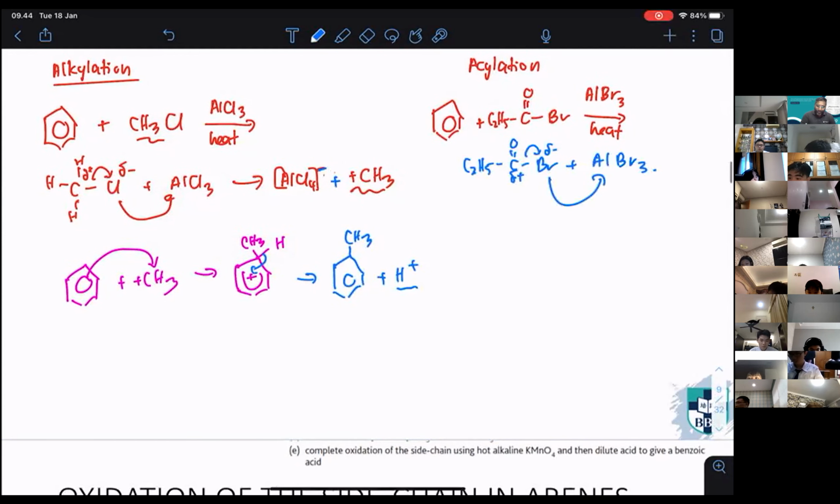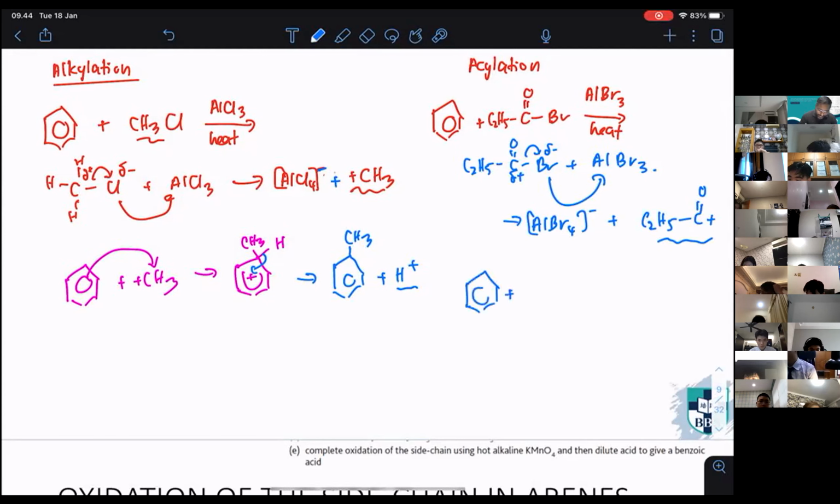What will happen? You are going to have AlBr4 minus, and then you have C2H5, C double bond O, and then plus. So this is going to be your electrophile. Once you get that electrophile, you are going to have the benzene reacting with the electrophile C2H5C plus over there.